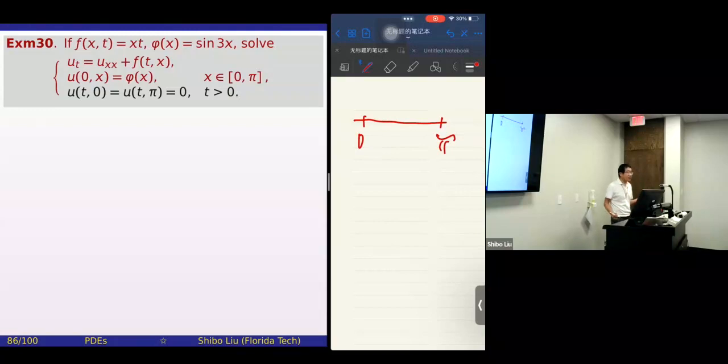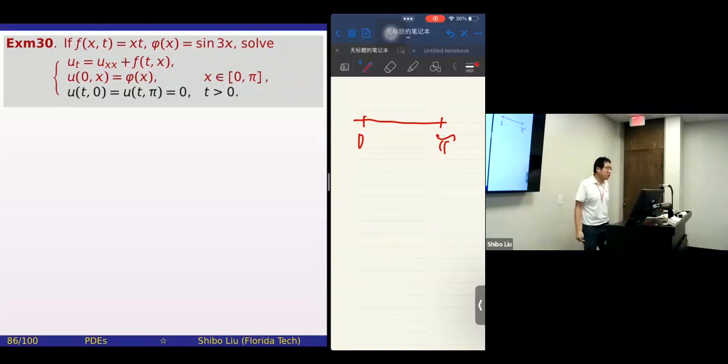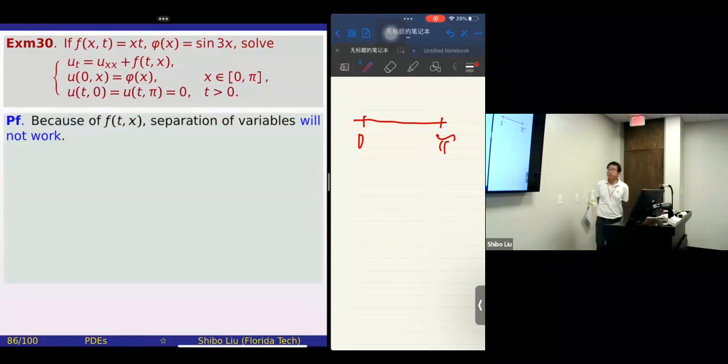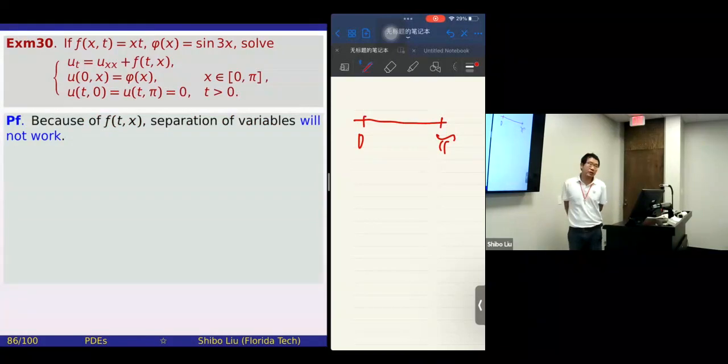So this equation describes the heat phenomena on a rod of length pi. The left end is 0, the right end is pi. And there is some source of heat inside the rod, described by F, the non-homogeneous term in the equation. So for this equation, how to solve it? I just remind you, because of the presence of F, the separation of variables will not work.